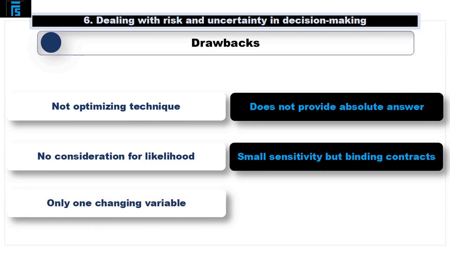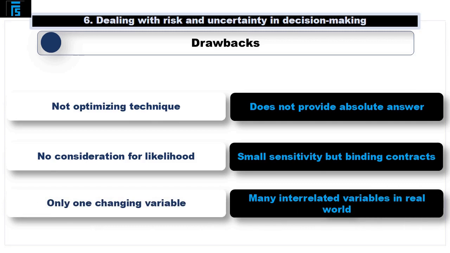It also only looks at one variable changing at a time. This is clearly unrealistic. In the real world, variables are interrelated and tend to change all at the same time. There's a technique that can help us here though. It's called simulation.